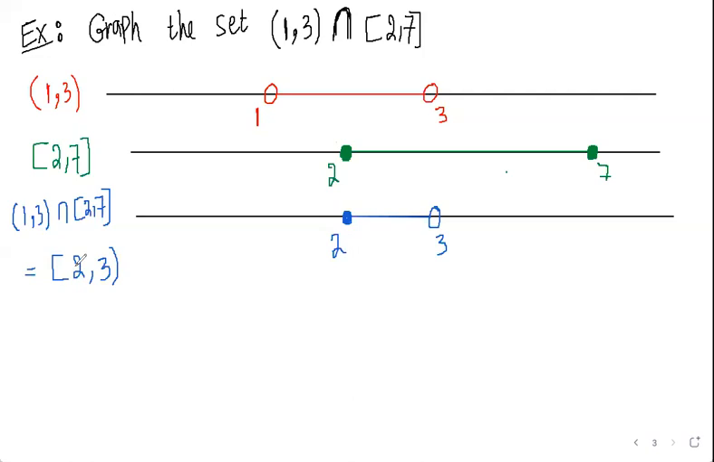So we include 2 and do not include 3. Not including 3, no. Right. Okay, I get a question here.